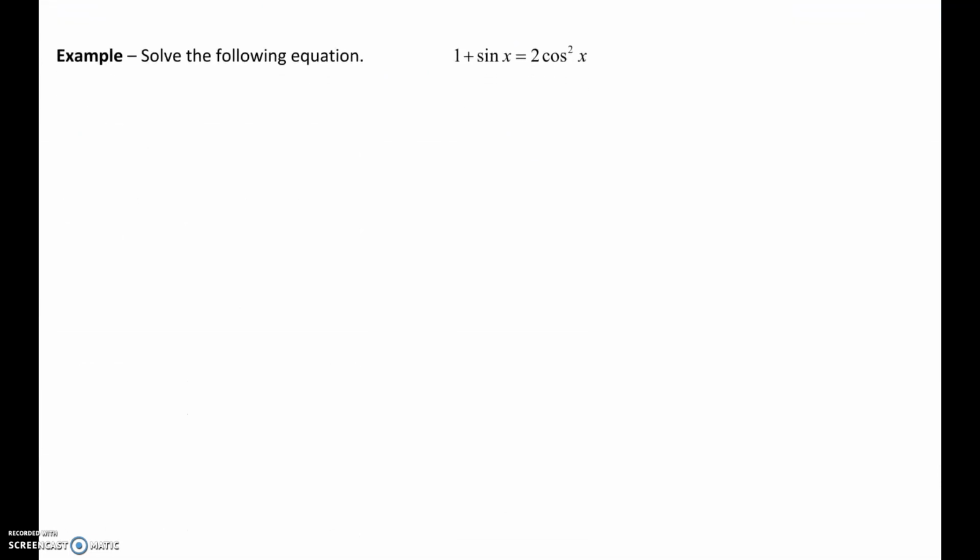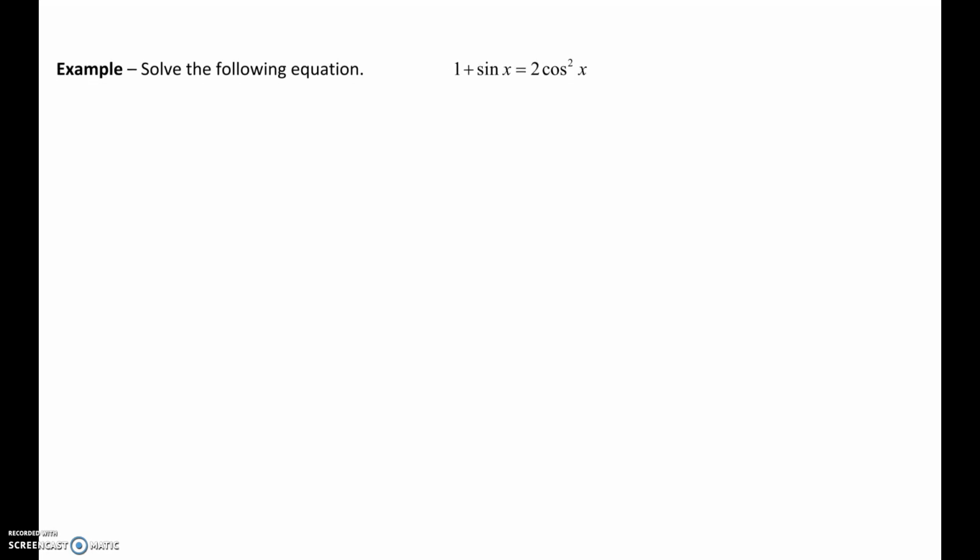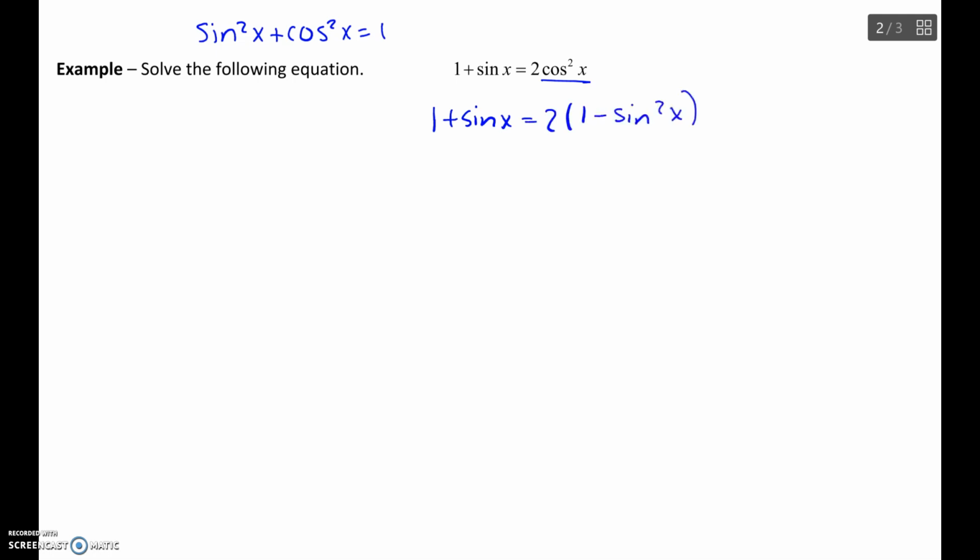Okay, our next problem: if you have a cosine squared and a sine not squared, so two different trig functions and one of them's squared and one of them's not, you want to change the one that's squared into the one that's not squared. Remember, we have sine squared plus cosine squared equals 1. So we could rewrite this cosine squared as 1 minus sine squared. So you have 1 plus sine x equals 2 times 1 minus sine squared x.